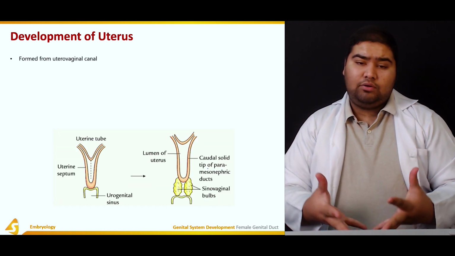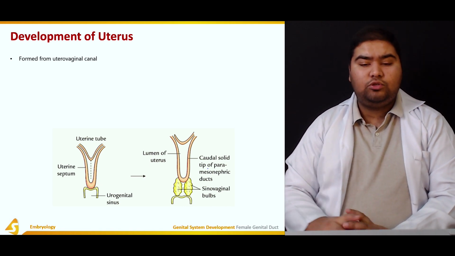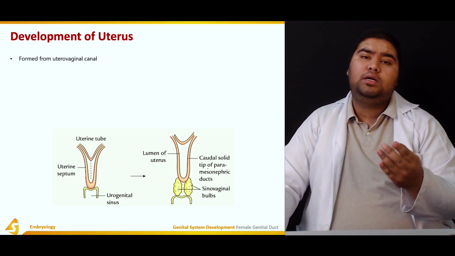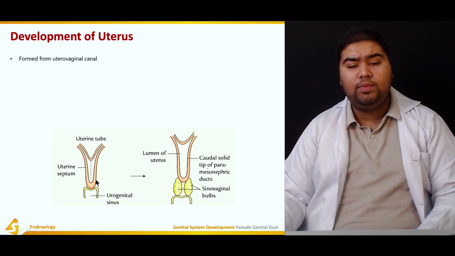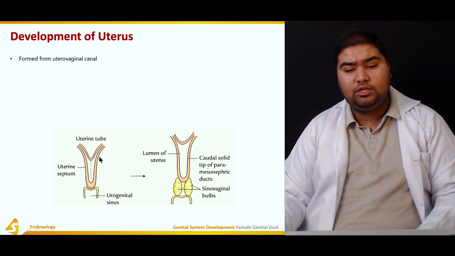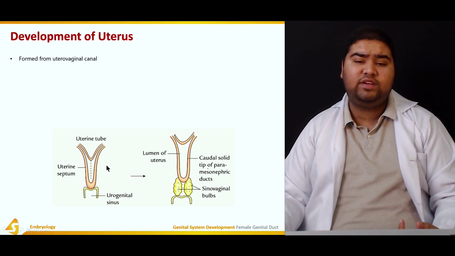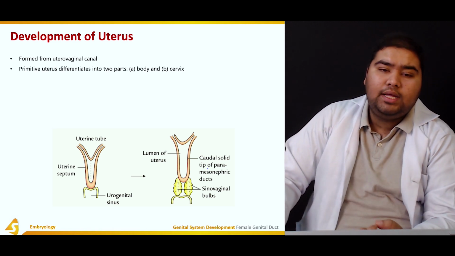So let's see how the development of the uterus takes place. It is formed by the uterovaginal canal. It is formed by the terminal, the caudal vertical portion of the paramesonephric duct. This is the uterine tube, and the uterus is formed by the uterovaginal canal. Let's see how that is formed.